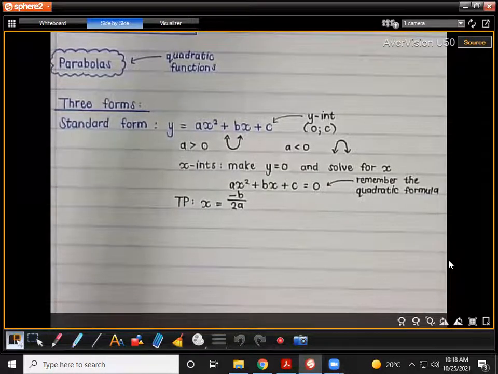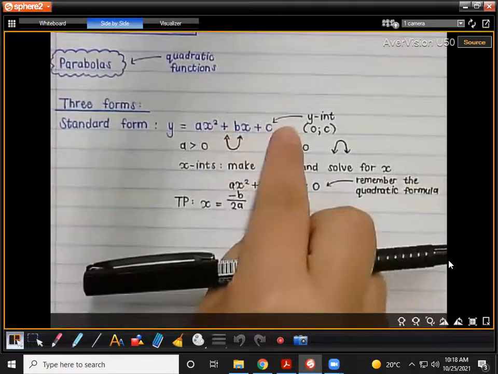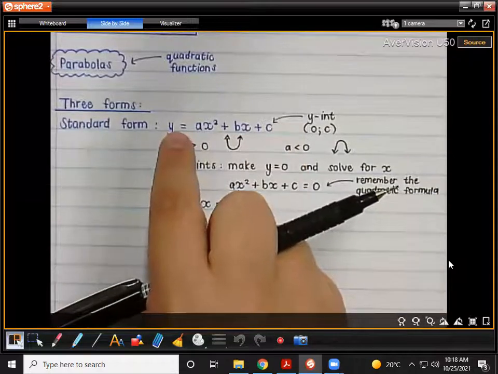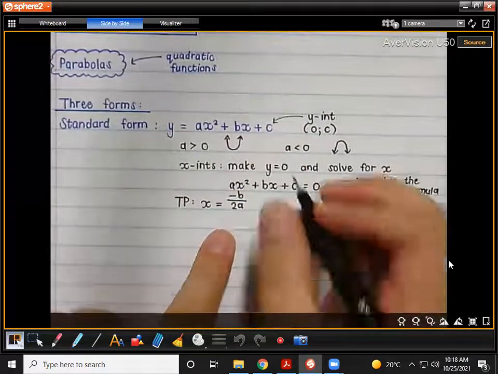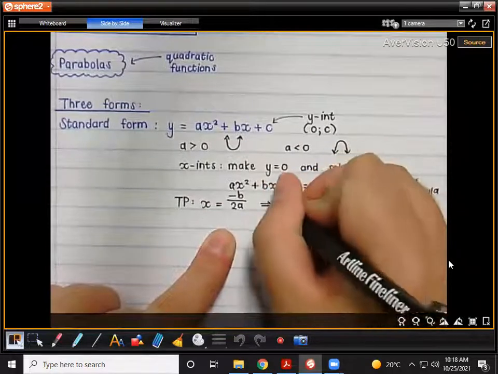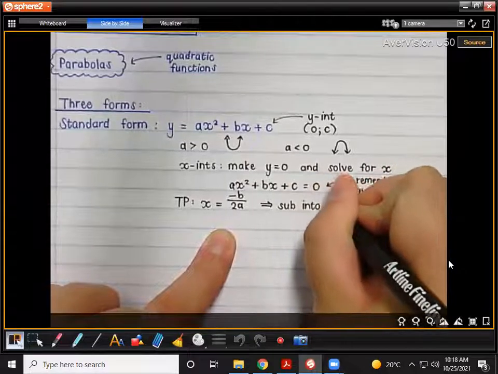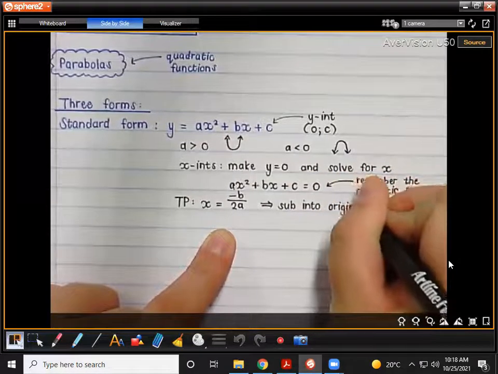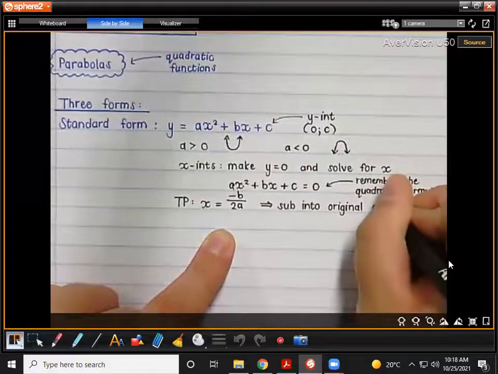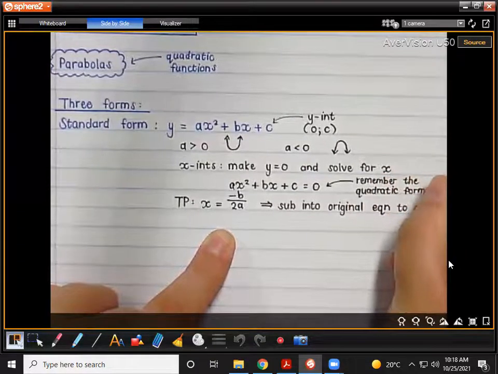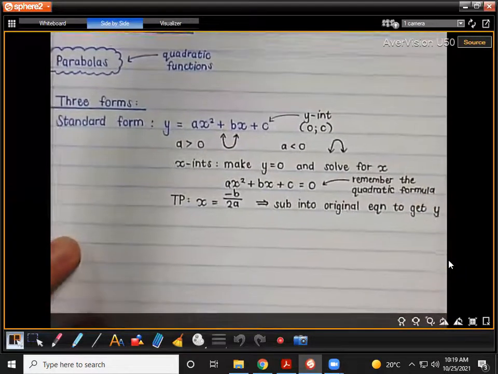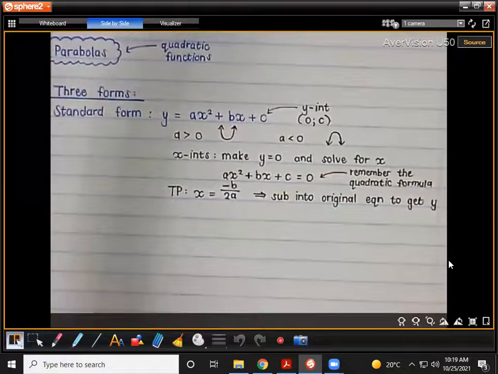But remember, a point has to have an x value and a y value. So once you've found your x value, you're going to take that x value and sub it into the equation of the graph. And that will then give you the y value of the turning point. So you first calculate x, then sub into the original equation to get y. And once you have your x and your y, that is your turning point.